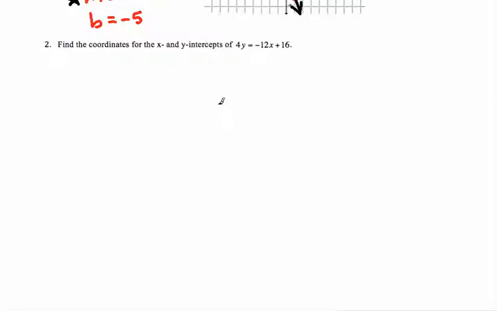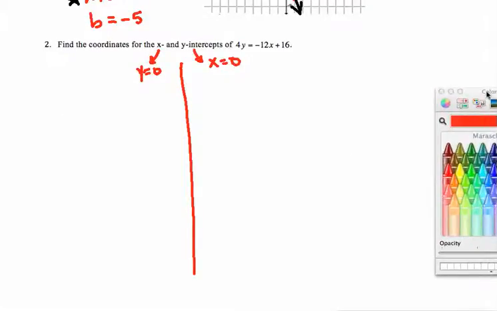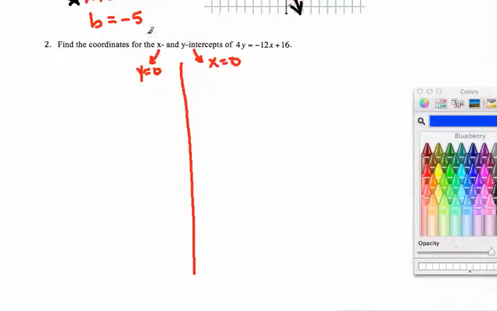Let's look at number 2 here. All this is asking for is the coordinates of the x and y intercepts. So remember, x-intercept, y is equal to 0. Y-intercept, x is equal to 0. So let's split this into two problems. If y is equal to 0, we can just go ahead and plug in 0 for y and solve for x.